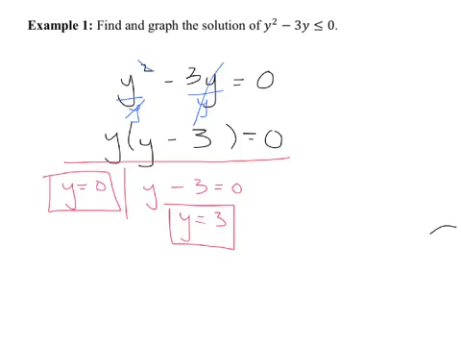We can identify these as what are called, again, critical points. So let's write that down on the side. Just put either CP or critical points. These are the critical points.